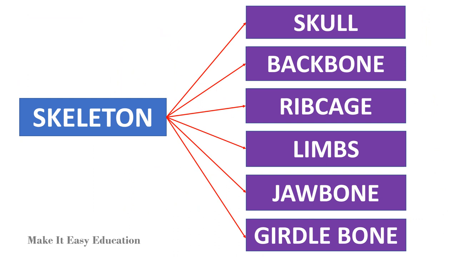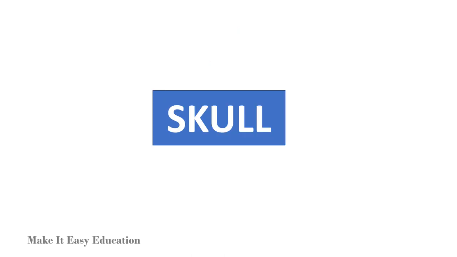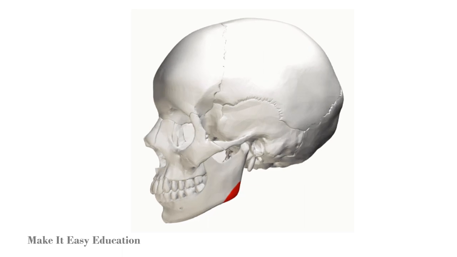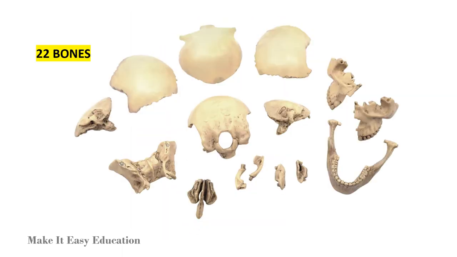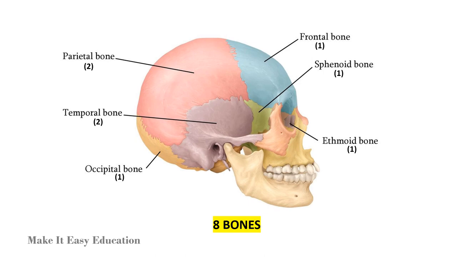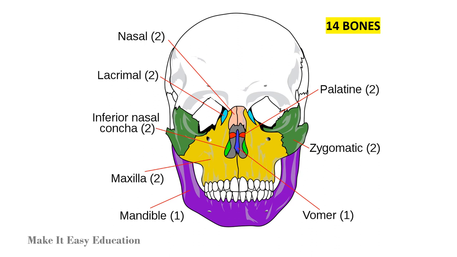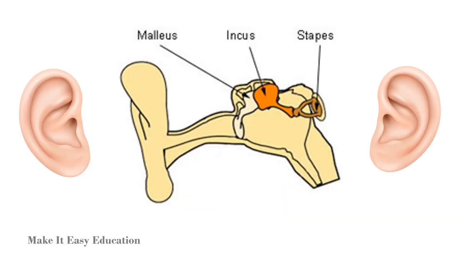The skeleton consists of the skull, backbone, rib cage, limbs, jawbone, and girdle bones. Skull. The skull is a hollow, round structure present in the head. It is made up of 22 bones, of which 8 bones form the part of the skull that protects the brain, and the remaining 14 bones form the face. In addition, there are 6 small bones in our ears, 3 in each ear.